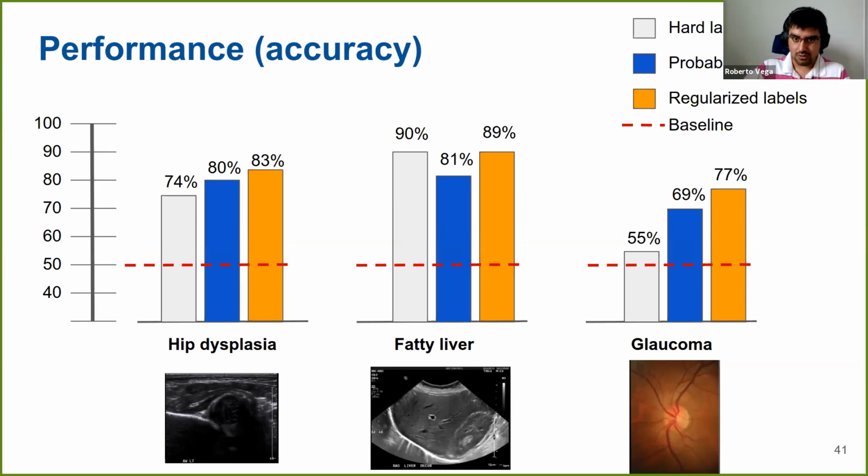Once the network learns the mapping directly from the images to the prediction, then for using the network, you don't have to manually measure the angles anymore. This is only for the training stage. And in the training stage, you have very limited images by definition, just a few hundred. For example, in hip dysplasia, you had 400 images. For fatty liver, you had around 200. And for glaucoma, we had around 100.